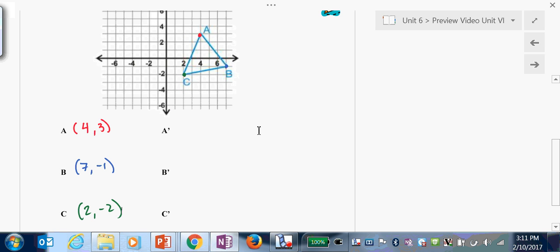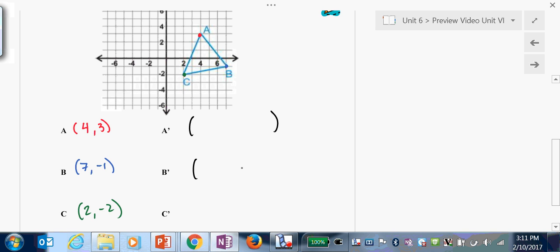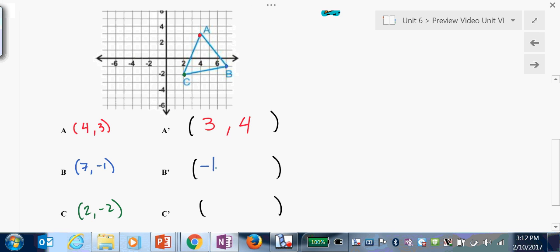Okay, do this in 2 steps. That is very, very important. Do not attempt to do both motions at the same time. It's switch and flip to the right. So first we're just going to switch. So 4, 3 becomes 3, 4. 7, -1 becomes -1, 7. 2, -2 becomes -2, 2. Okay, so that's the switch.